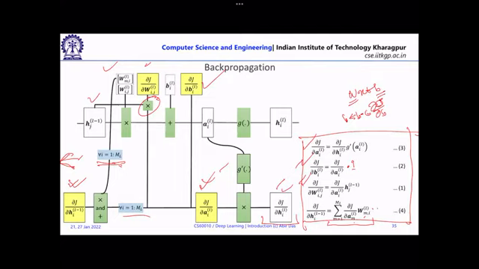Yeah, Rahul Aditya. Yes, sir, del J del H_i^l can be computed. Sir, if I know del J del H_i^l, then I can compute the previous layers as well, sir. But I need to know the values for the last layer so as to propagate.